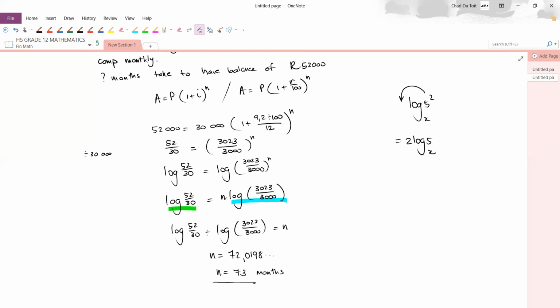You have to calculate n in either a future value, present value, or a normal compound interest sum like this.